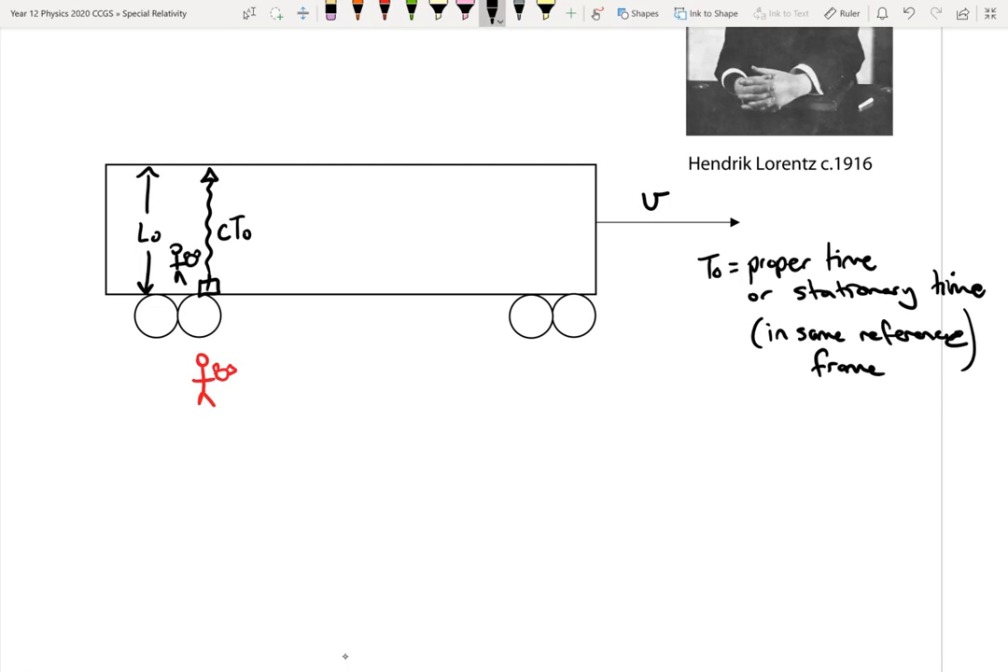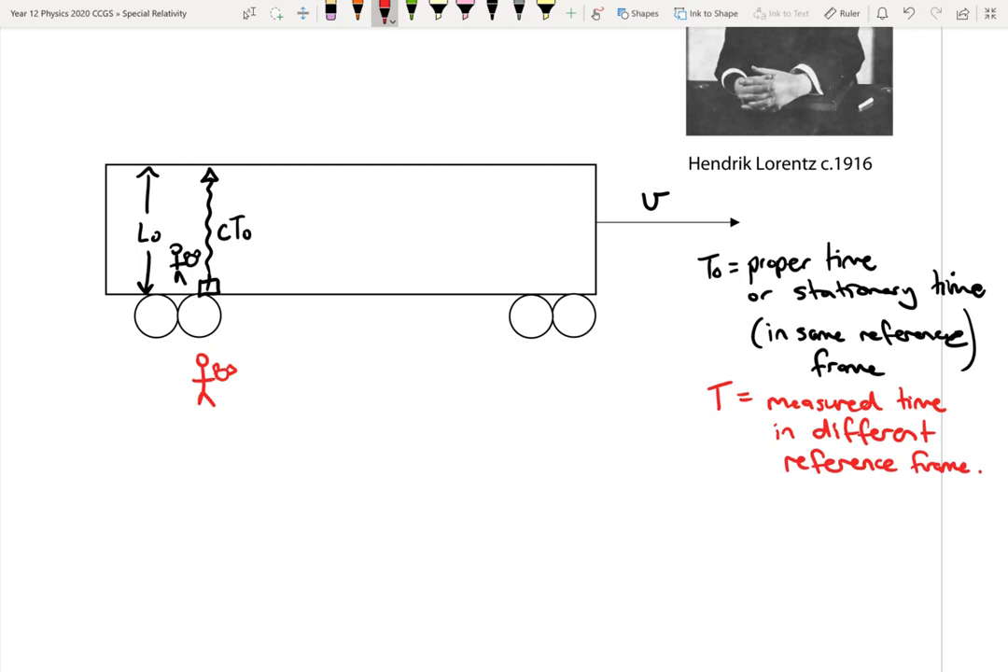So the bloke on the train, he measures the proper time. The bloke outside, he's going to measure a different time. He's going to measure a moving time. So could we just write over here, t equals measured time in different reference frame. And these are inertial reference frames, mind you, constant speed.